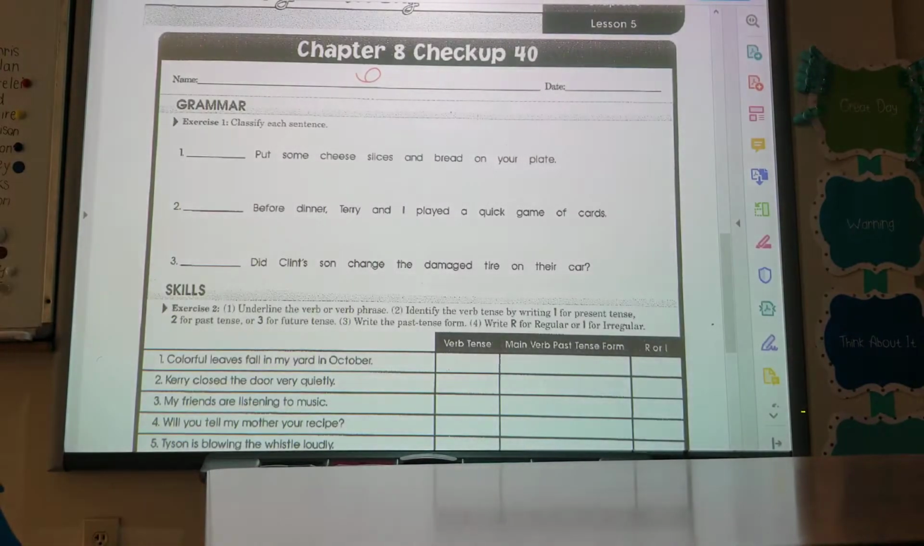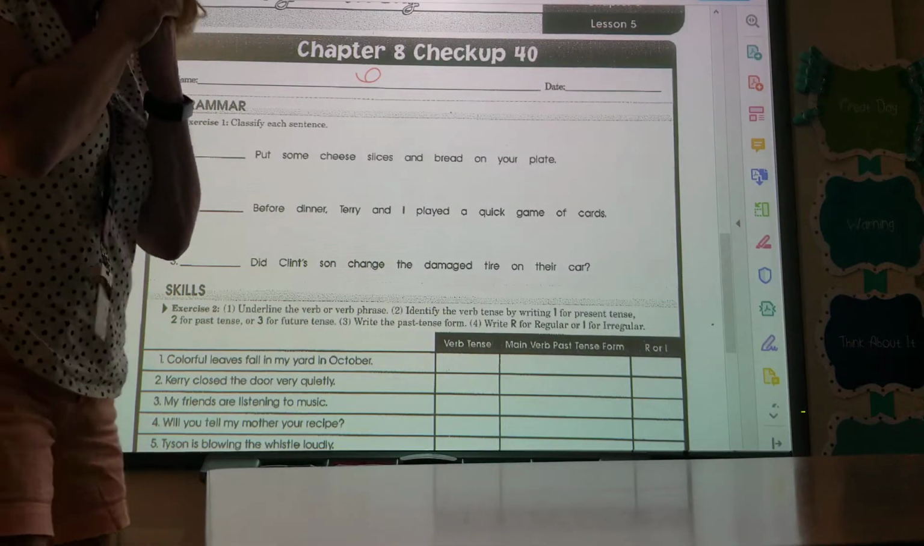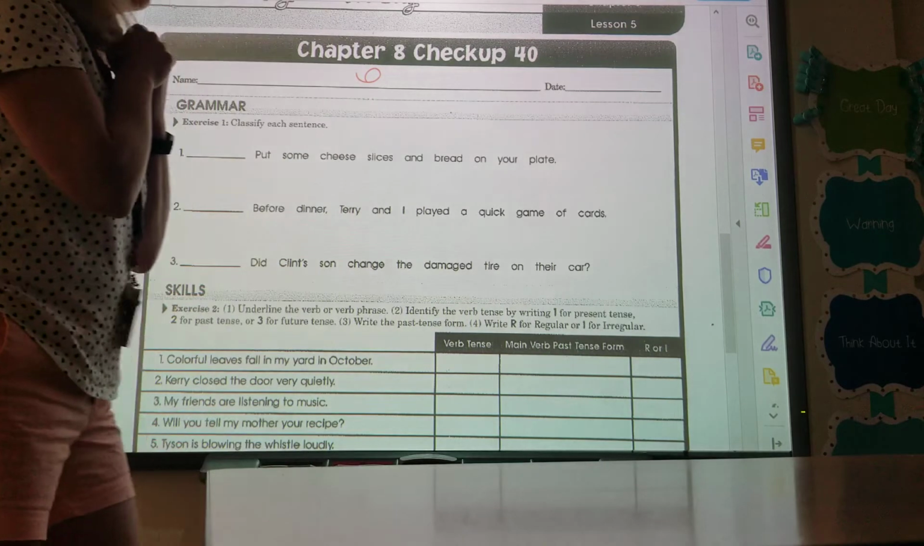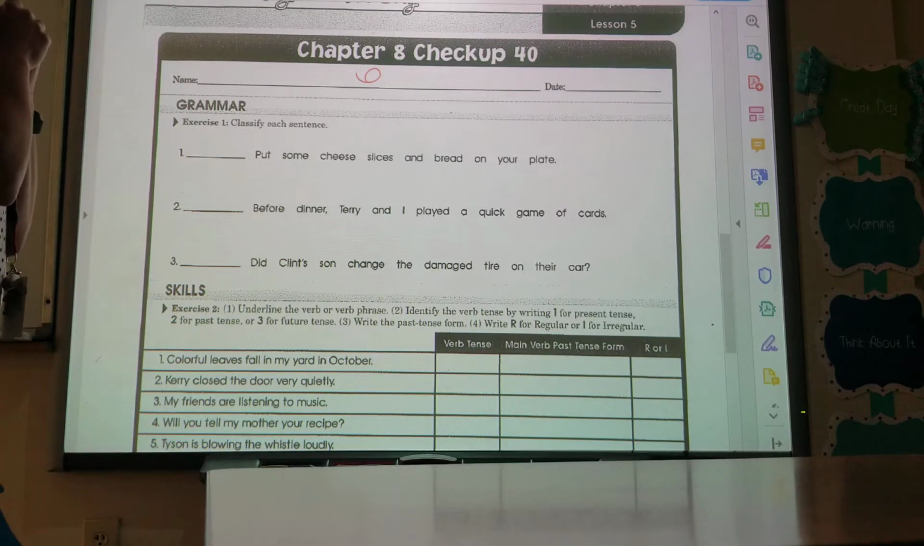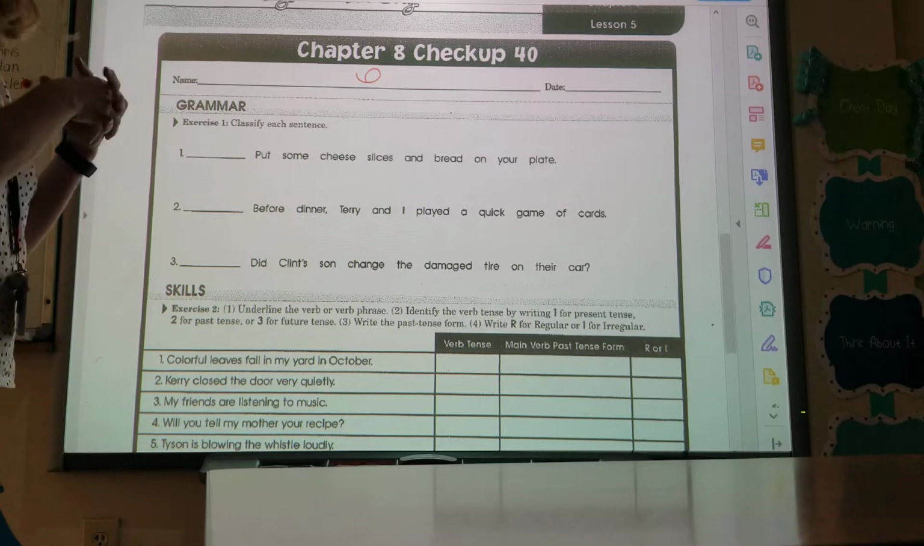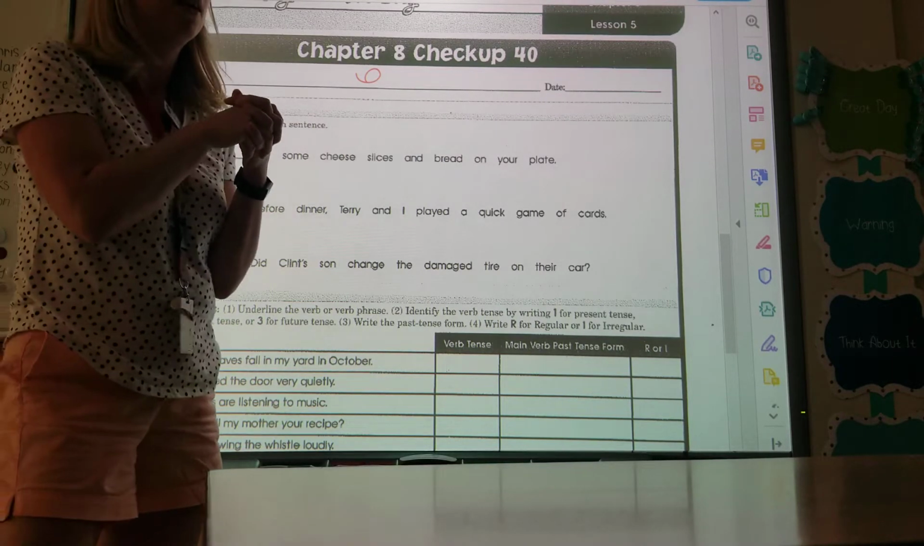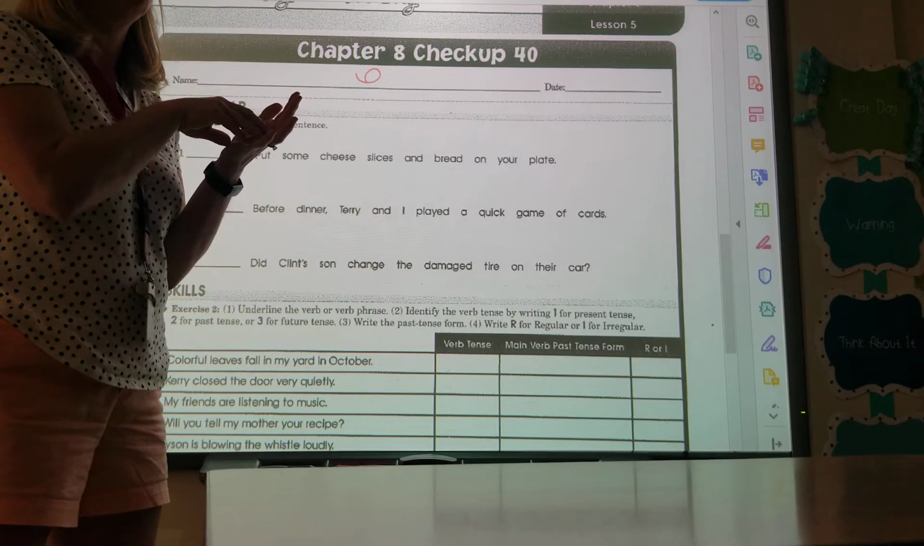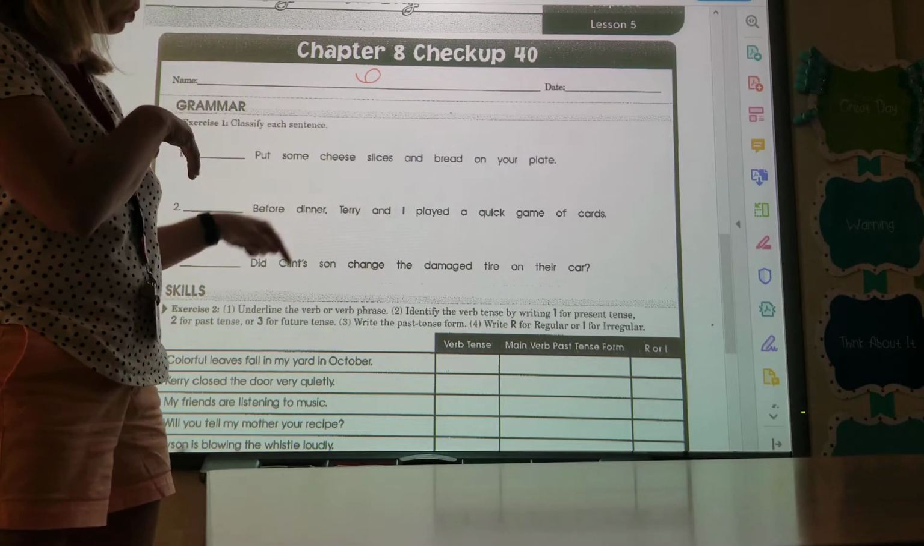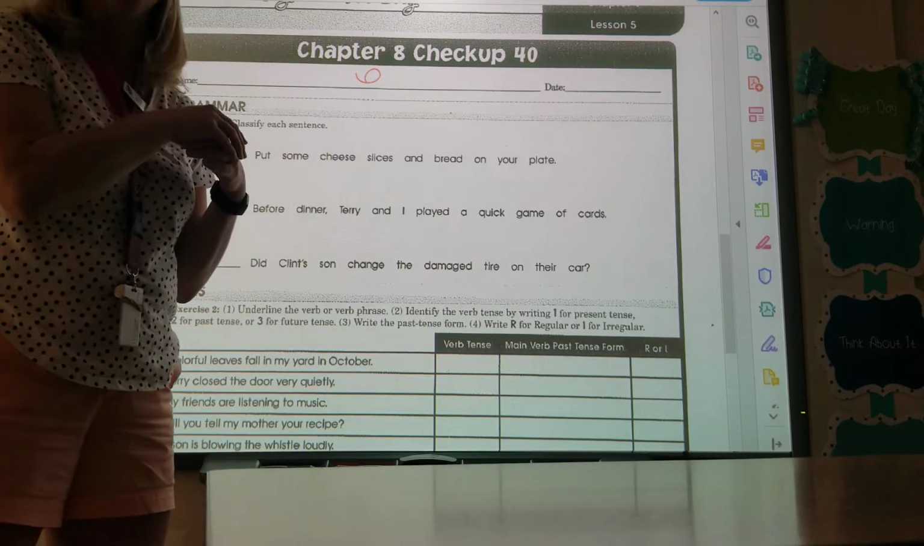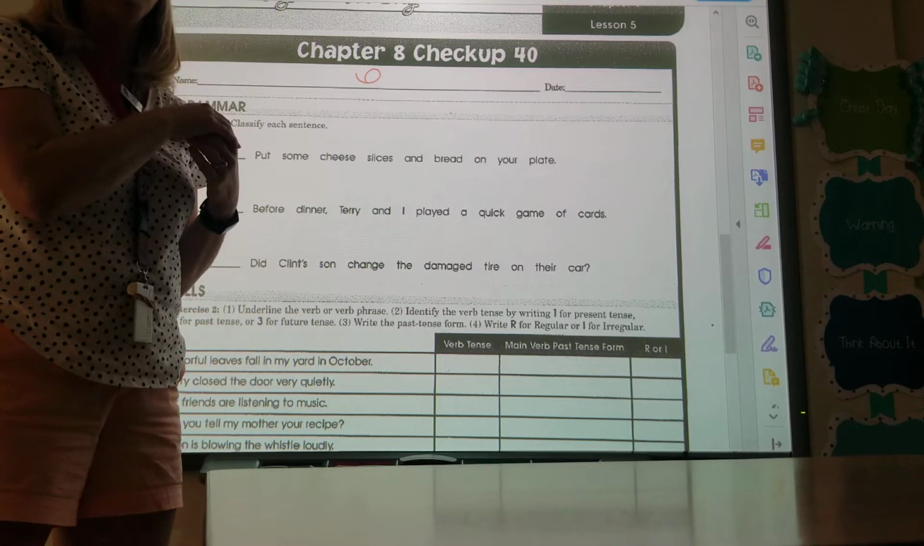All right, so I was just gonna do this assignment with you, Chapter 8, Checkup 40. So you'll be doing this. You're gonna go grab this worksheet. It's attached to this assignment, and you're gonna print it out and be able to fill it in as we go, and then send a copy to me.